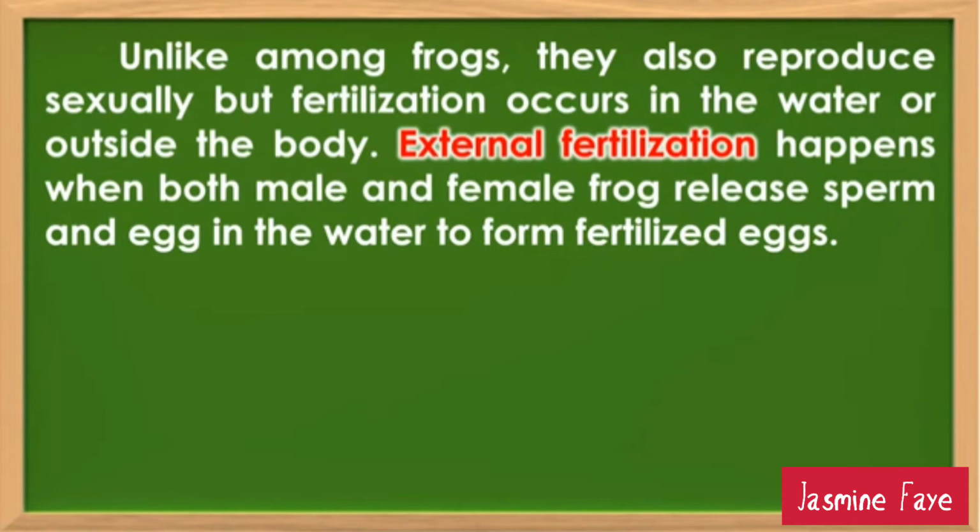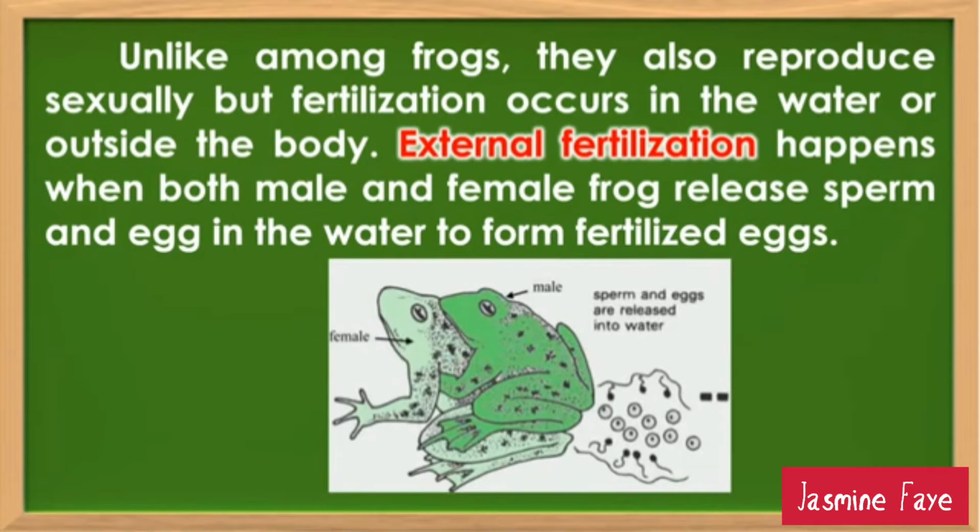Unlike among frogs, they also reproduce sexually, but fertilization occurs in the water or outside the body. External fertilization happens when both male and female frog release sperm and egg in the water to form fertilized eggs. This picture shows how external fertilization happens.